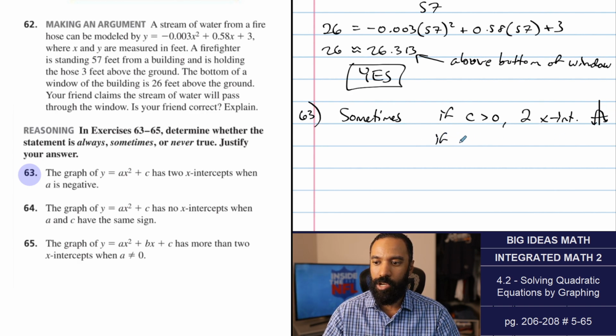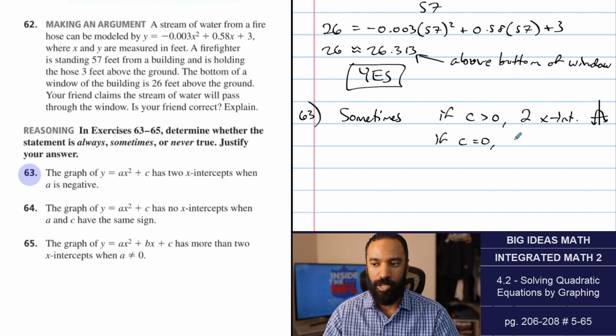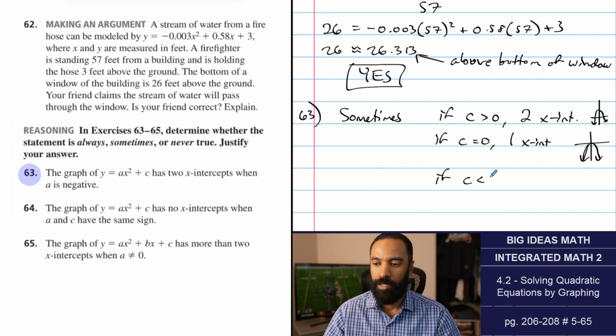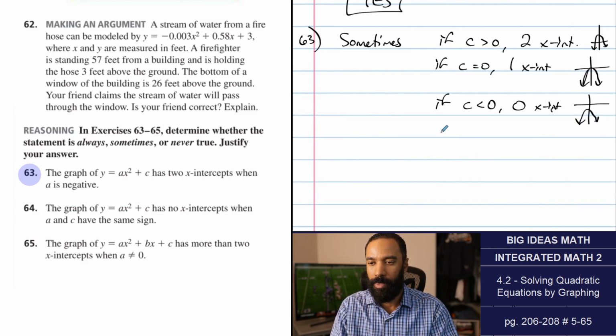If c equals 0, which I imagine is not what they're talking about, but that's okay, there's one x-intercept because it would have been on the x-axis right there. And if c is less than 0, there's no x-intercepts. The graph would have shifted down, would have been below, like that. But it's sometimes.